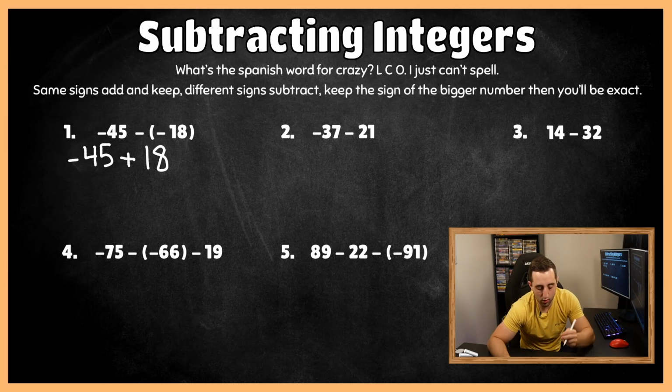And you're going to notice now we're dealing with an adding integers question. So the whole goal with subtracting integers is to turn it to the opposite operation, and we do that by utilizing loco. Now the second rule that I have written is: same signs add and keep, different signs subtract. Keep the sign of the bigger number, then you'll be exact.